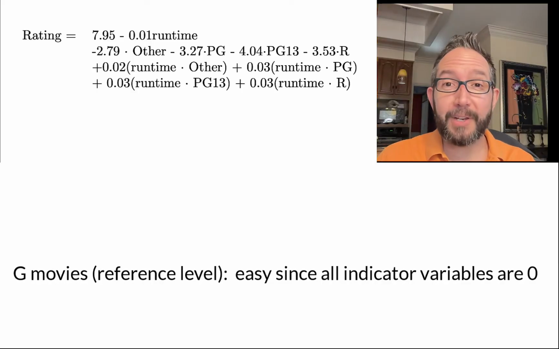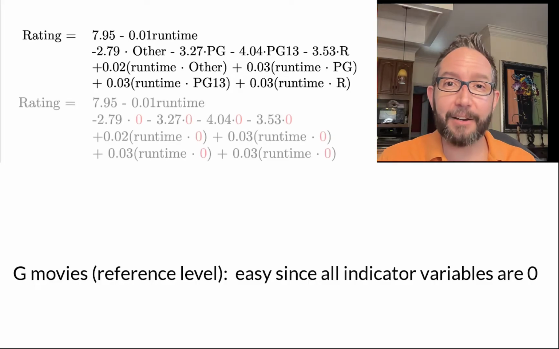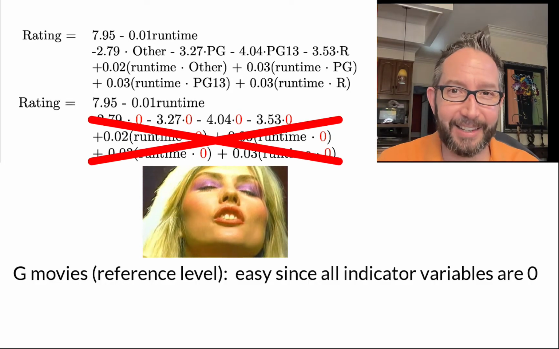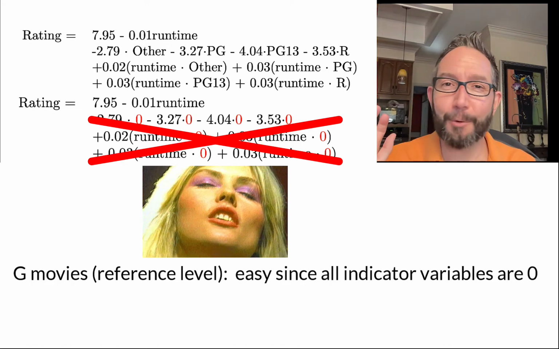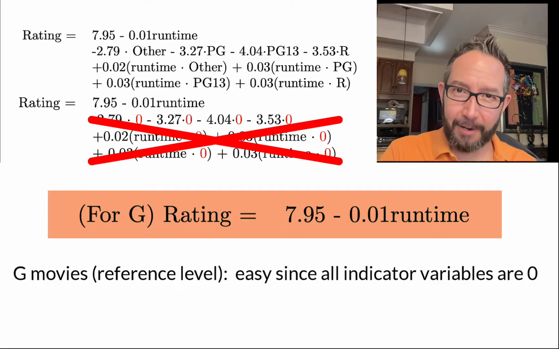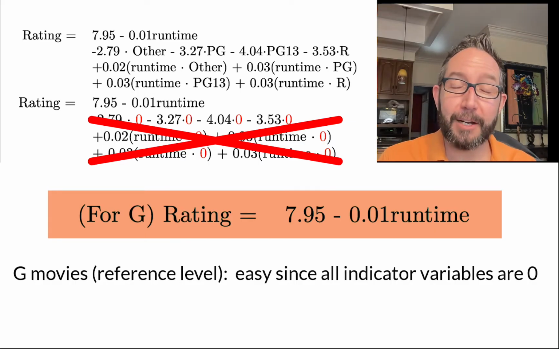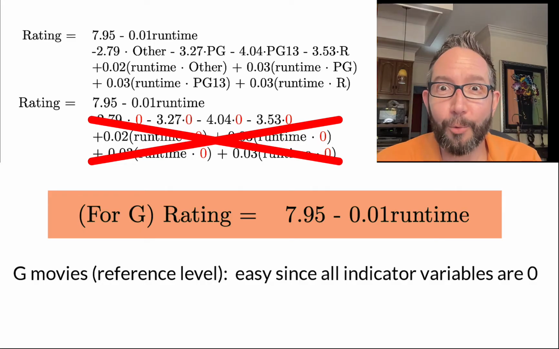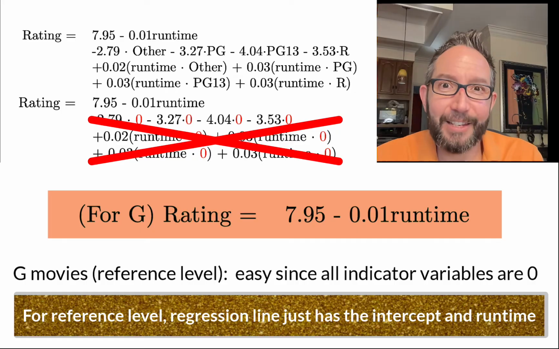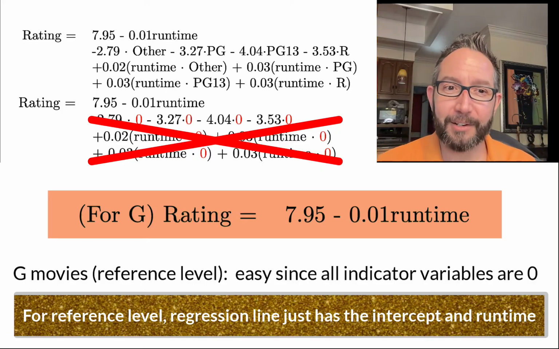For G-rated movies, that's our reference level. Every indicator variable gets a value of 0. So we got a lot of glorious cancellation going on between these terms because whenever we multiply 0 by anything, it becomes 0. The equation relating runtime to IMDb rating for G-rated movies is very easy to recover. 7.95 minus 0.01 times runtime, the original intercept of our regression equation and the original slope of the runtime predictor.